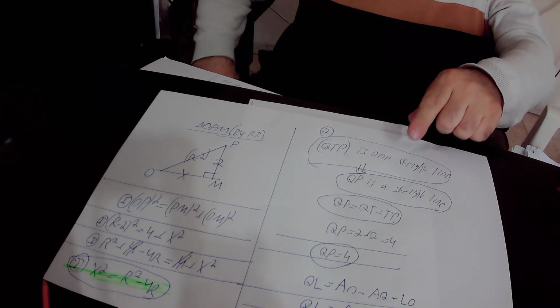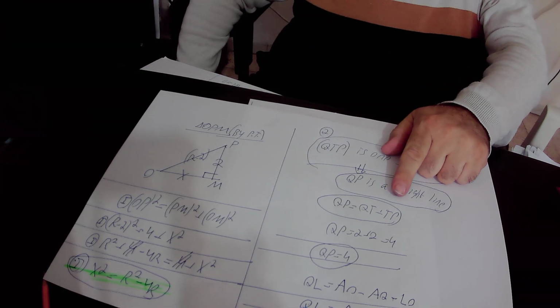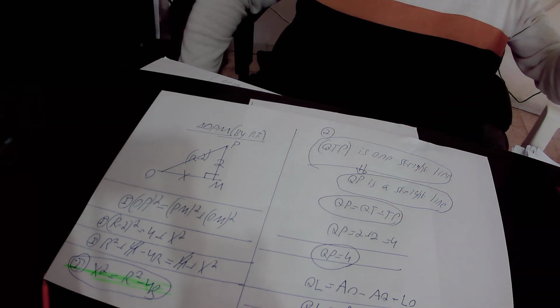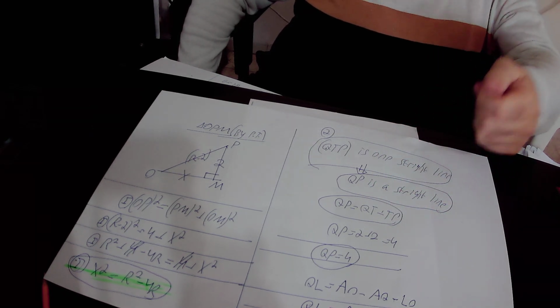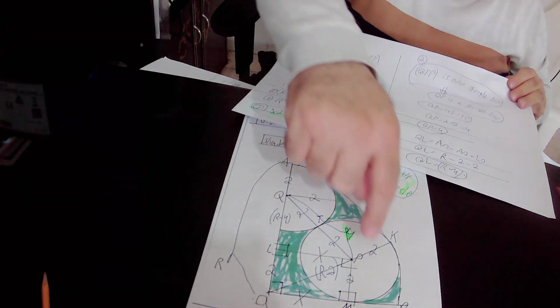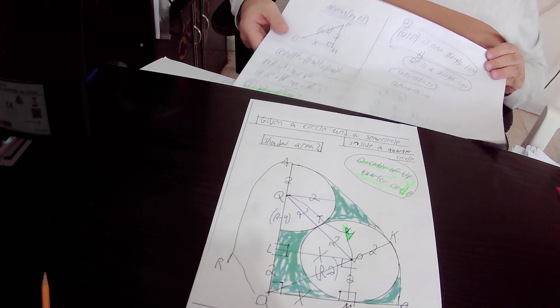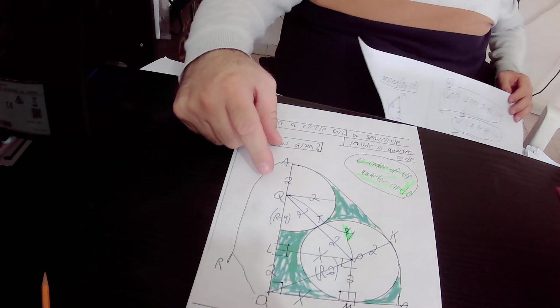So here, QP equals QT plus TP, so QT is 2 and TP is also 2. So therefore, QP will be equal to 2 plus 2, that is 4. So in conclusion, we found out that the straight line QP equals 4 units. Then we found out the value of line segment AQ.